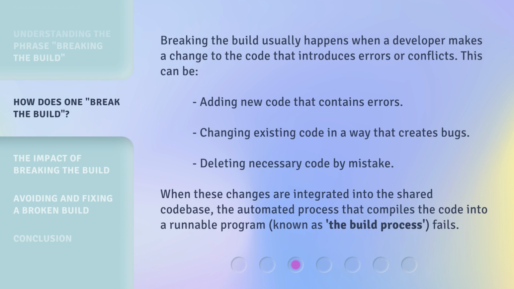Breaking the build usually happens when a developer makes a change to the code that introduces errors or conflicts. This can be adding new code that contains errors, changing existing code in a way that creates bugs, or deleting necessary code by mistake. When these changes are integrated into the shared code base, the automated process that compiles the code into a runnable program, known as the build process, fails.